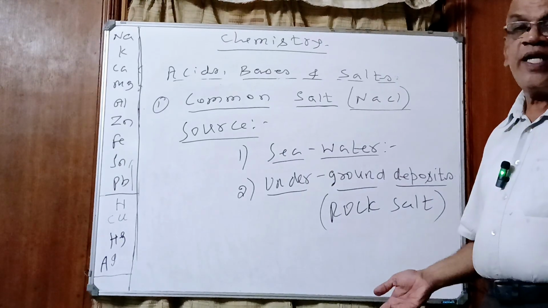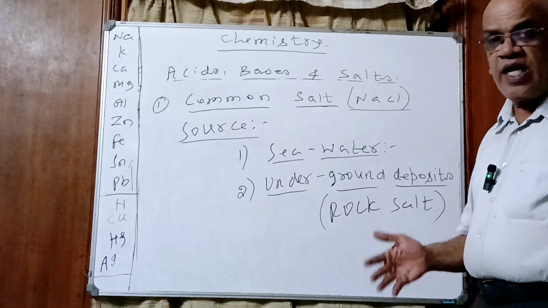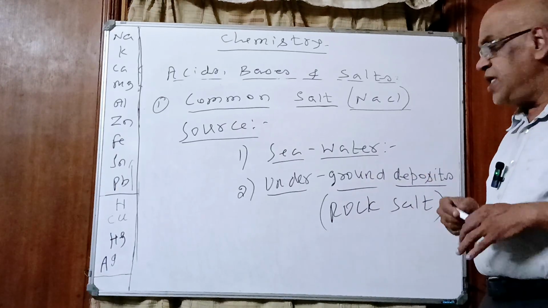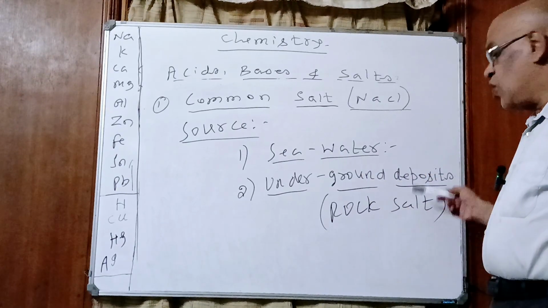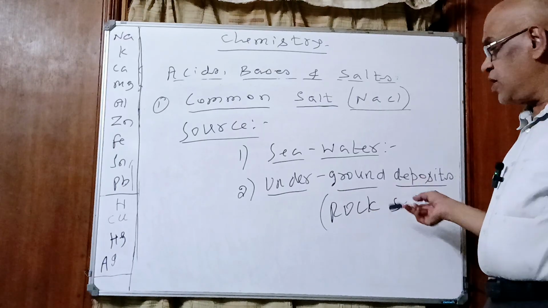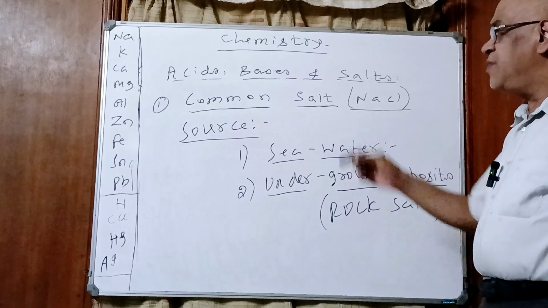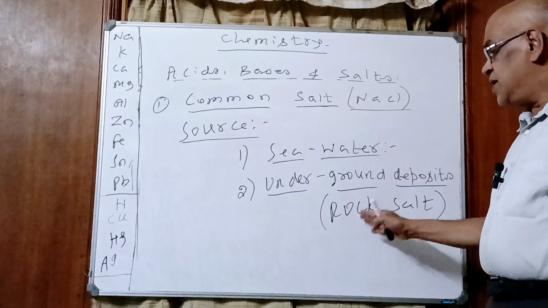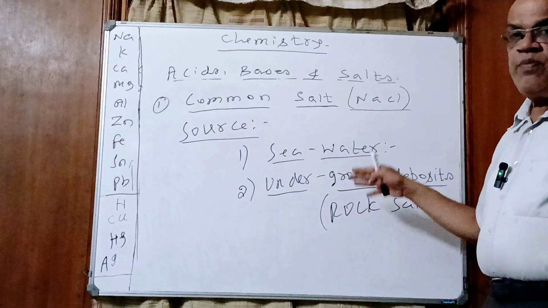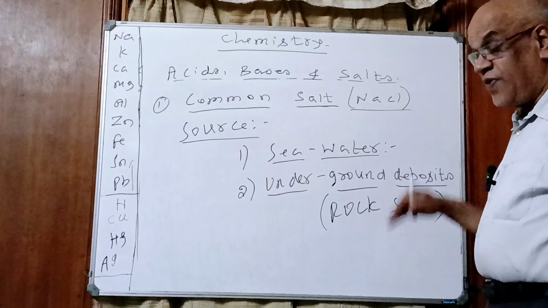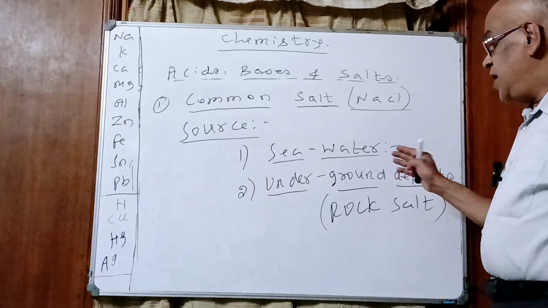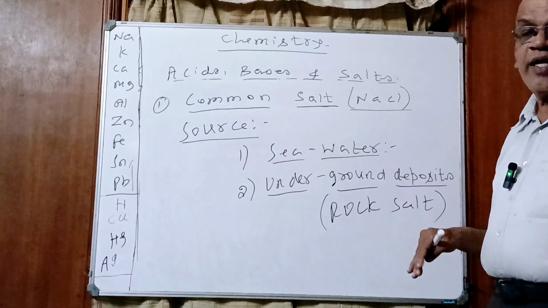When seawater gets evaporated, what is left? Salt. Salt goes on accumulating, leading to the formation of rock salt. This rock salt consists of many salts apart from common salt. Then this rock salt is purified, and it is mined. So it is obtained by mining.